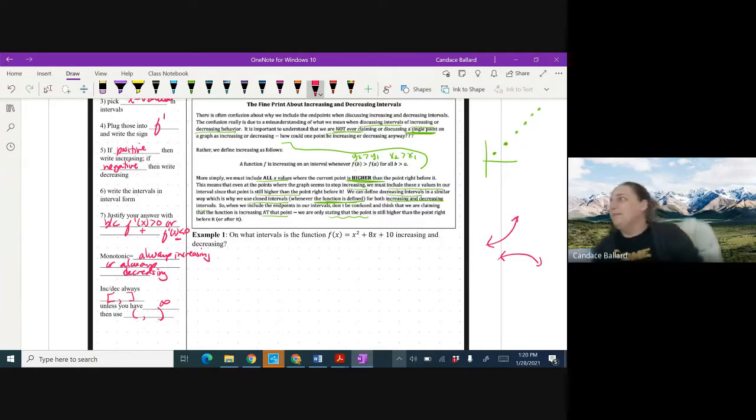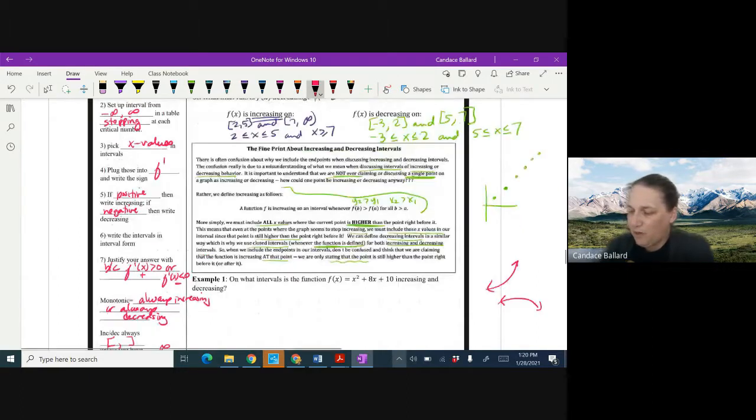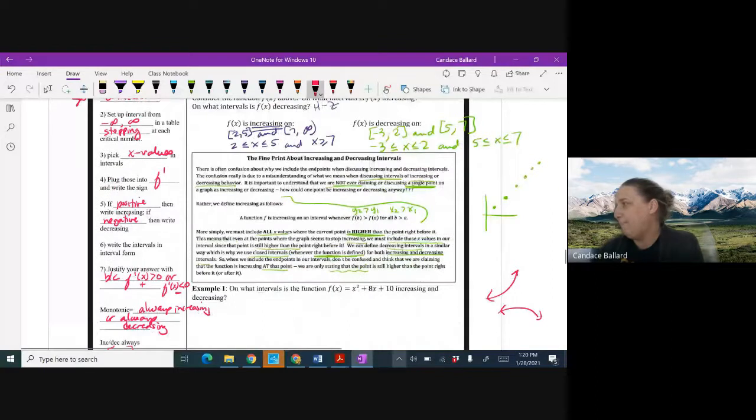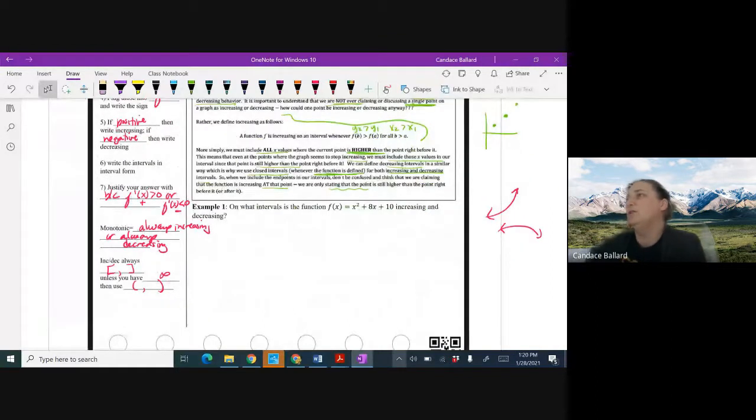All right. So on what intervals is the function f of x equals x squared plus 8x plus 10 increasing and decreasing? So we need to figure out both increasing and decreasing. Sometimes it will only ask us one or the other. I threw both of them in there, so we got practice with both, okay? So the very first step, remember I'm going back to my step here, is we got to find the critical numbers. Tell me in the chat, how do we find critical numbers?